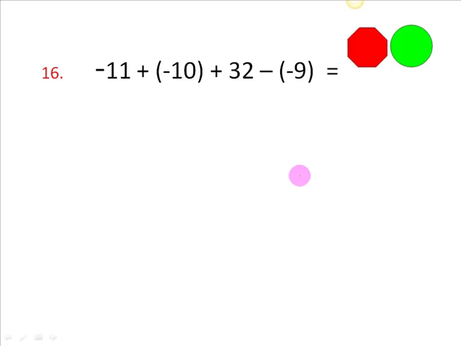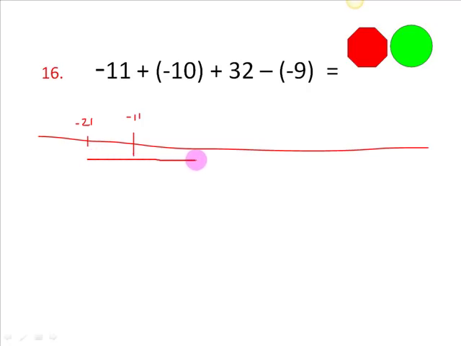Okay, here we're going to be adding and subtracting positive and negative integers. Click on the stop sign. All right, let me just draw a number line here. We're going to start off at negative 11. And then we're going to add negative 10, which means that we're going to go to negative 21. And then we're going to add 32, which means that we're going to go in this direction on the number line. That'll take us from negative 21, adding 32, back to 11. So we are at 11 on the number line.